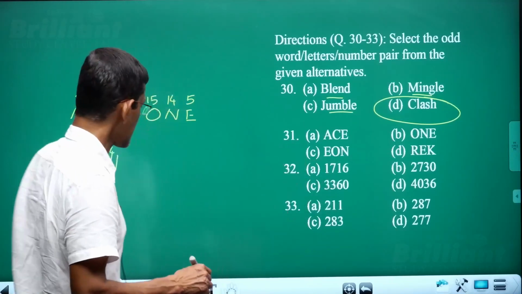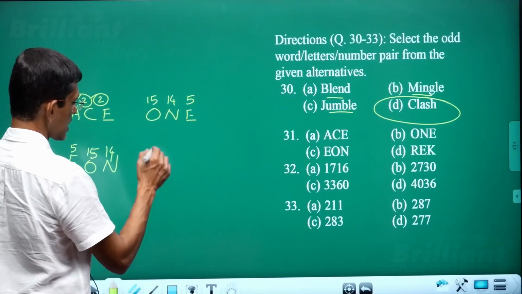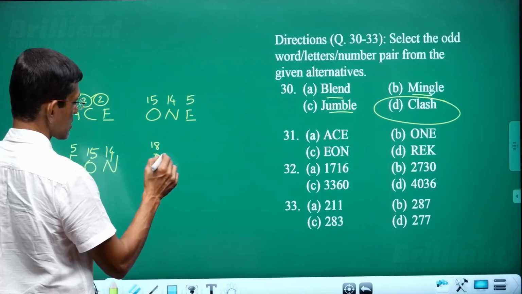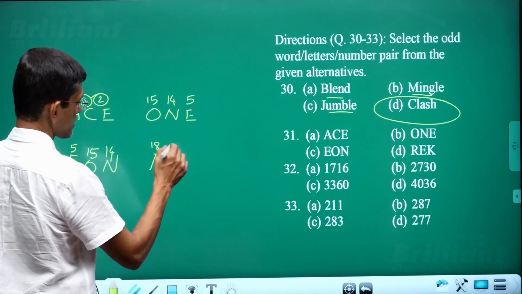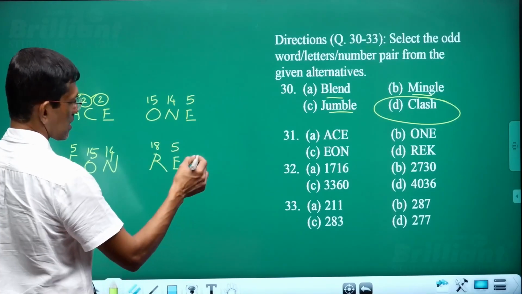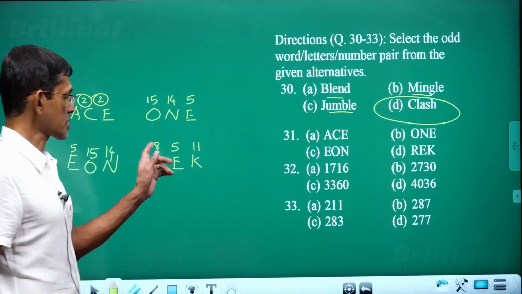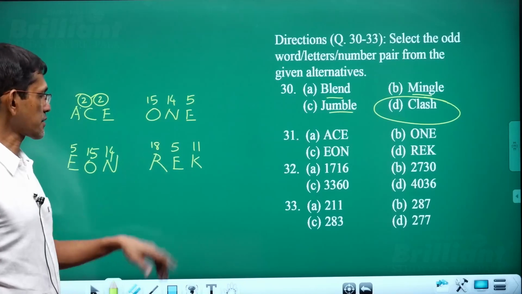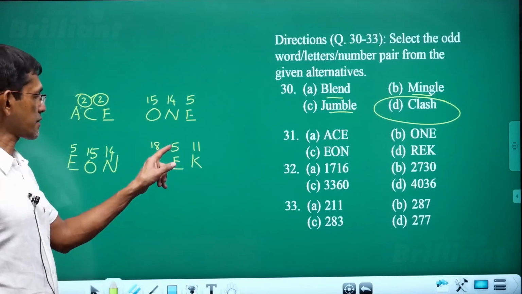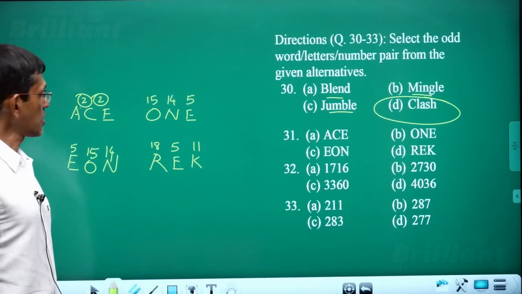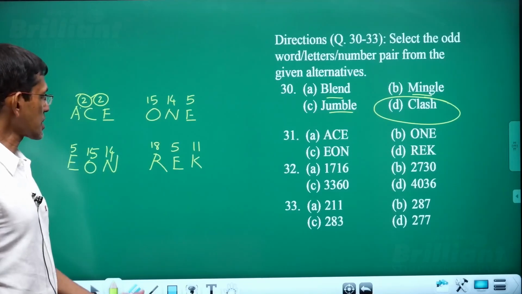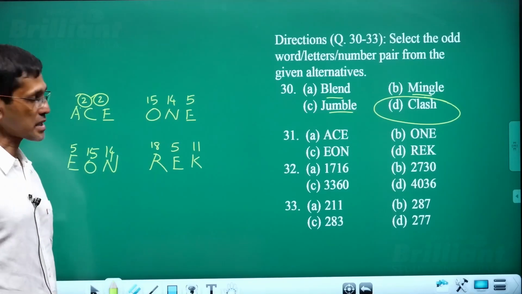So how about REK? REK is 18, 5, and well, K is 11. So 18 minus 13 is 5, right? So that 5 plus 6 is 11. So again, we don't see any kind of matching pattern.